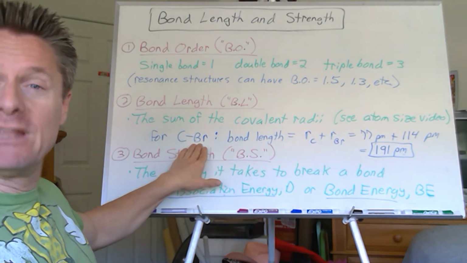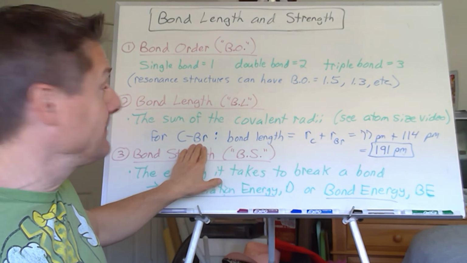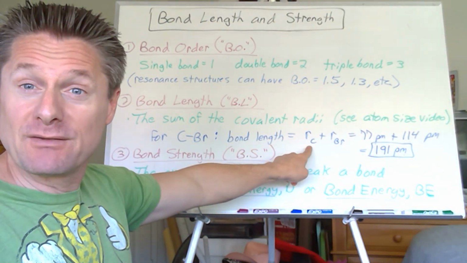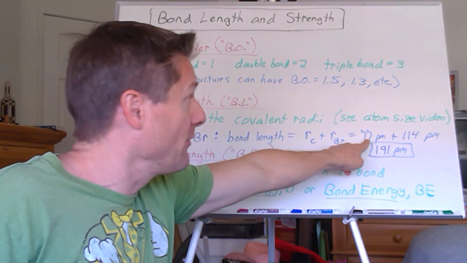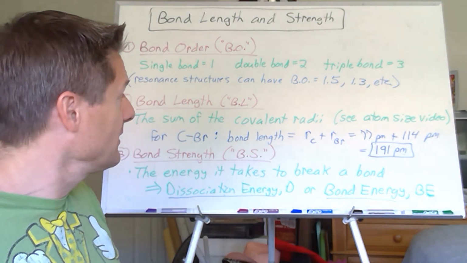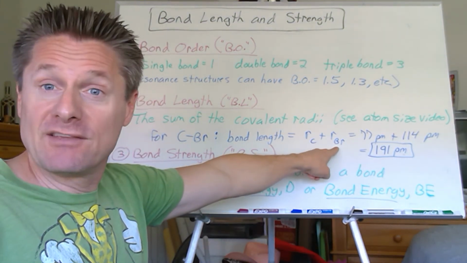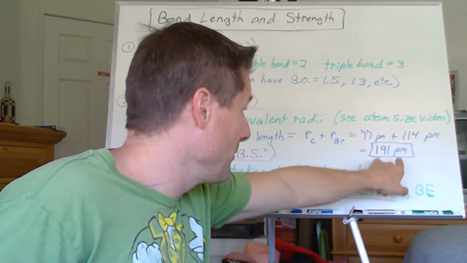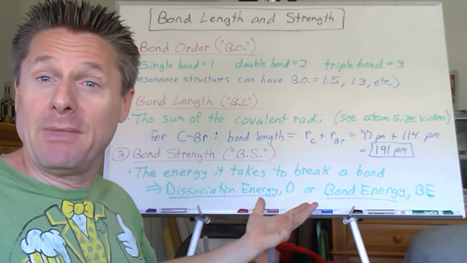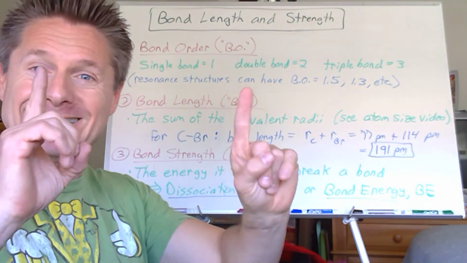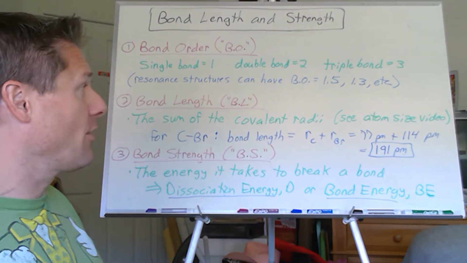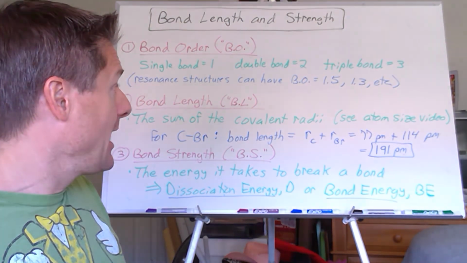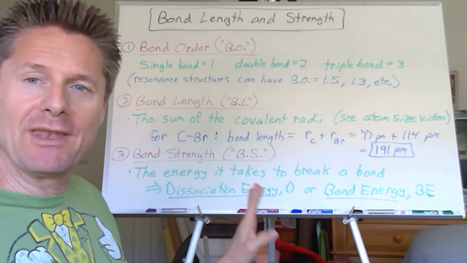For example, if we did a carbon-bromine single bond, that bond length would just be the atomic radius of carbon, which you can go look up, and I found that as 77 picometers, and the covalent radius of the bromine atom, which I looked up, was 114 picometers. You add them together, you get 191 picometers. That should be the bond length, the distance between the nuclei of the carbon and the bromine. Right? Not too bad.